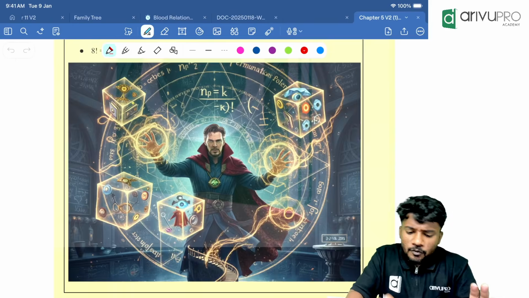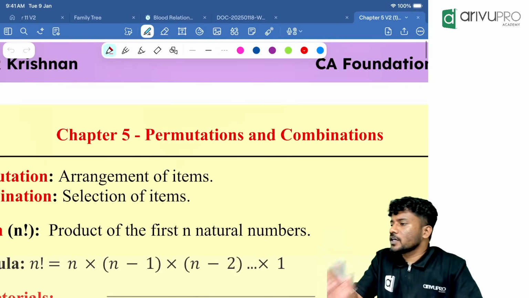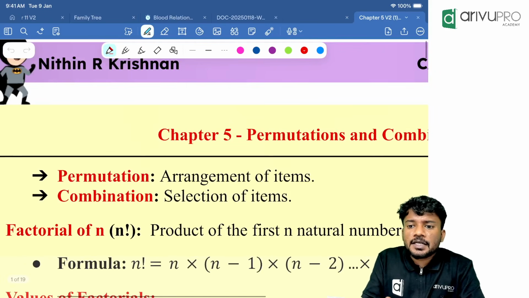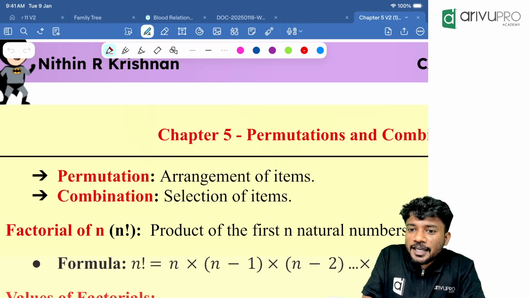Okay. Now, people, one major thing everyone should know regarding permutation and combination is permutation means arrangement.